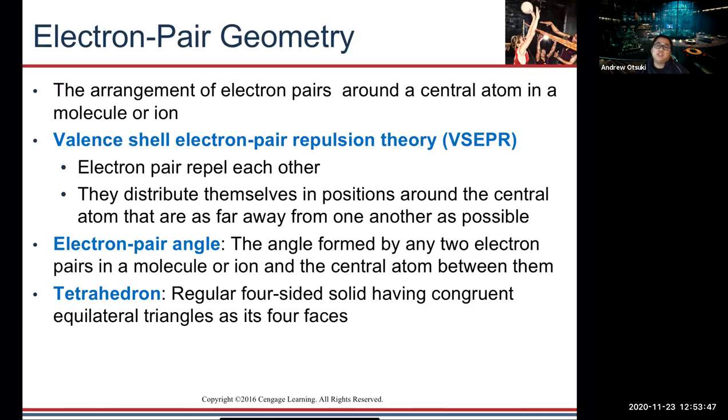The most common shape, or what we call the generic shape that central atoms tend to adopt, is the tetrahedron. For our purposes, we'll talk mostly about the tetrahedron, a central atom that has four electron pairs or electron groups around it. It'll want to adopt the shape of a tetrahedron. We'll talk more about that and what these shapes are next time.